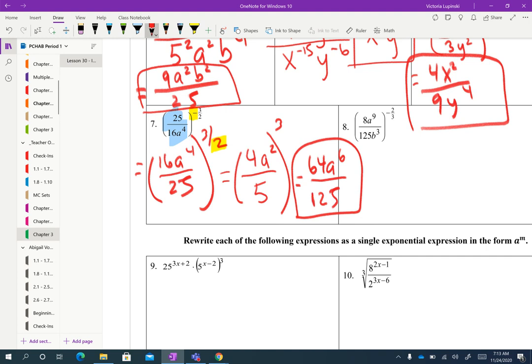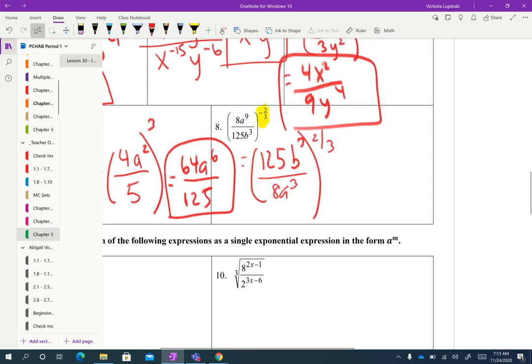And then finally, number 8. So again, lots of different ways you could potentially do this. I'm going to notice that everything inside is to a positive exponent where it's raised to a negative exponent. So I'm going to start by just applying the negative, which means that everything is going to flip-flop. So 125b to the 3rd over 8a to the 9th, and that's now to the positive 2/3 power.